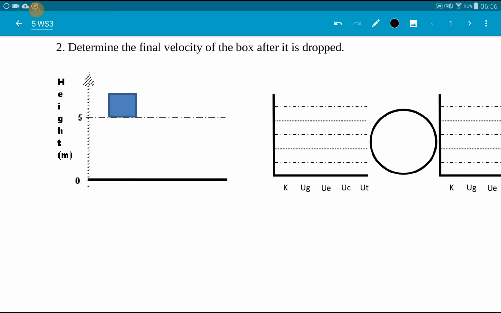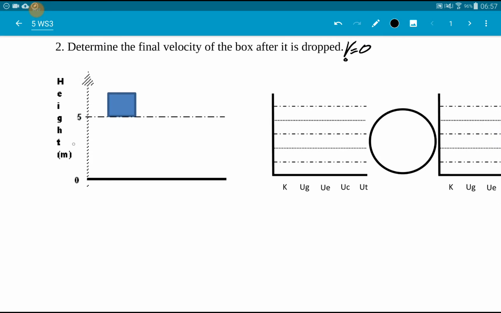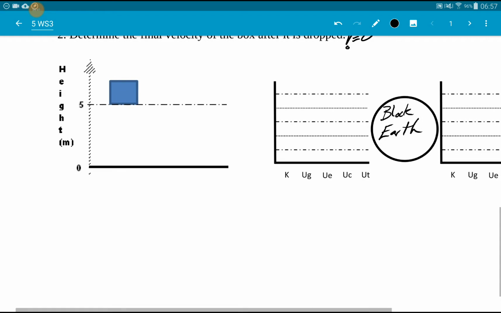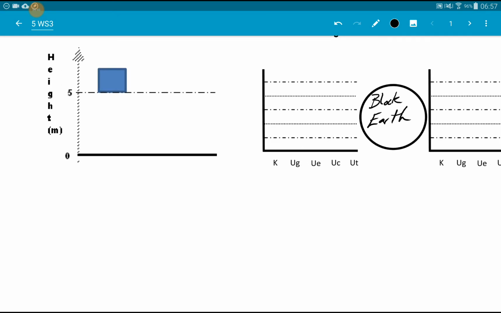Well, if it's dropped, we're assuming here that the velocity is going to be 0 at the beginning. So it's just hanging out here, and then somebody lets it go from a height of 5 meters, it looks like, and it drops down. We're going to make the system the block, and we're going to include the Earth in on that, so then we can look at the potential energy. Now, you could do it without the Earth in there, but I think most people would prefer to have gravitational potential energy, which means that you have to have the Earth inside that system.